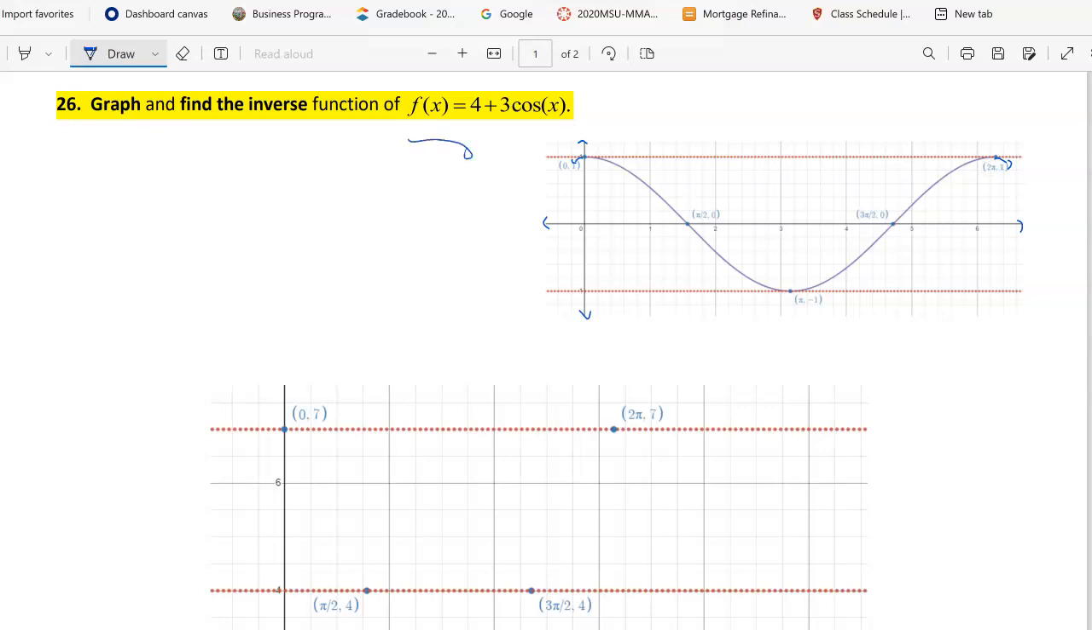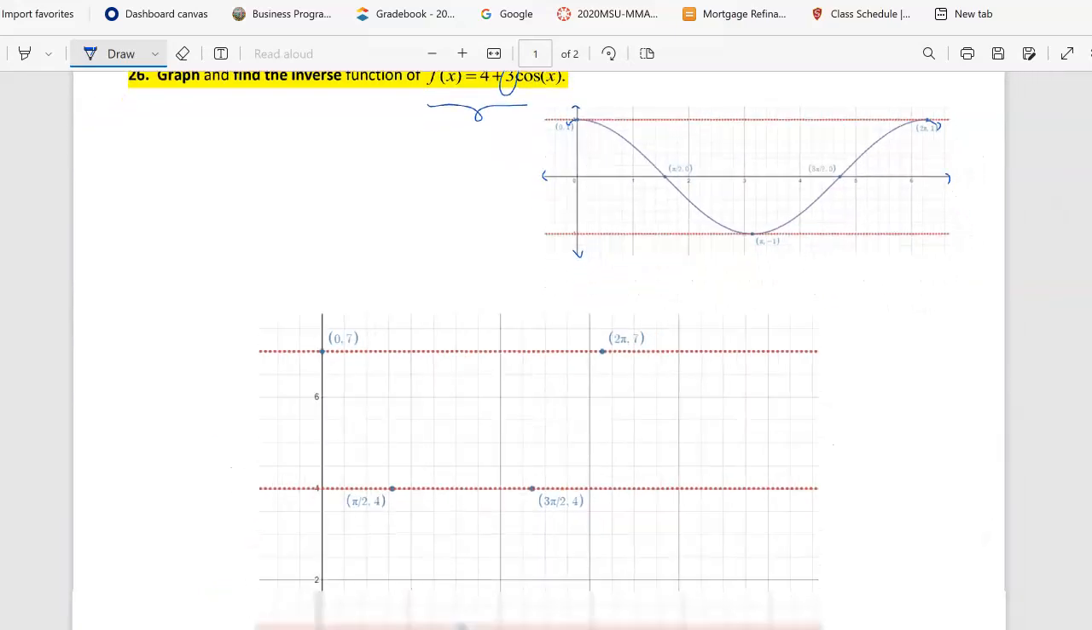Now the function that they want us to graph first actually has an amplitude of 3, and then we have a total of 4 units being added to every one of the y values. So our function is no longer going to go from 0 to 1. It's actually going to go from 0 to 7. So all of these coordinate points that are your reference points are going to be modified.